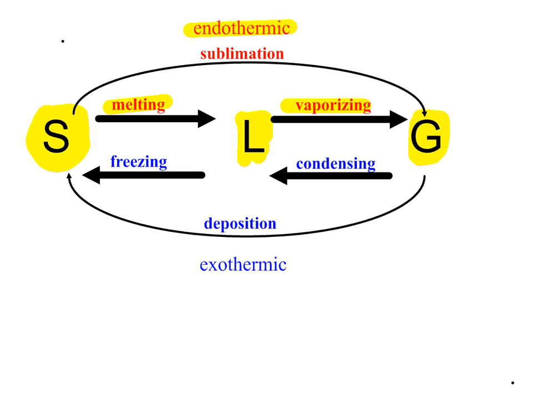The one thing that does come up sometimes, especially in AP chemistry: sublimation is going directly from a solid to a gas. For example, dry ice is carbon dioxide as a solid. It turns into a gas without ever reaching the liquid state.